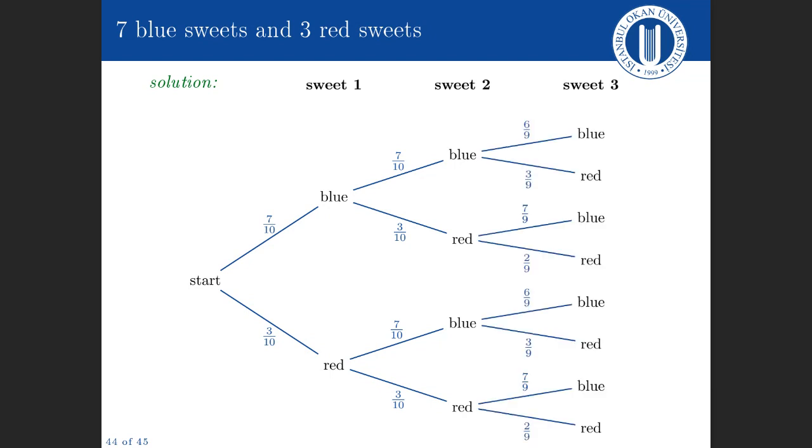So now there's only 9 sweets left in the bag. If he eats a blue sweet, that means there's 3 red sweets and there's only 6 blue sweets left. So the probabilities are going to be 6 over 9 and 3 over 9. But if he eats a red sweet, there's still 7 blue sweets, but now there's only 2 red sweets left. So the probabilities are going to be 7 over 9 and 2 over 9. And then the bottom half is going to be the same as the top half.